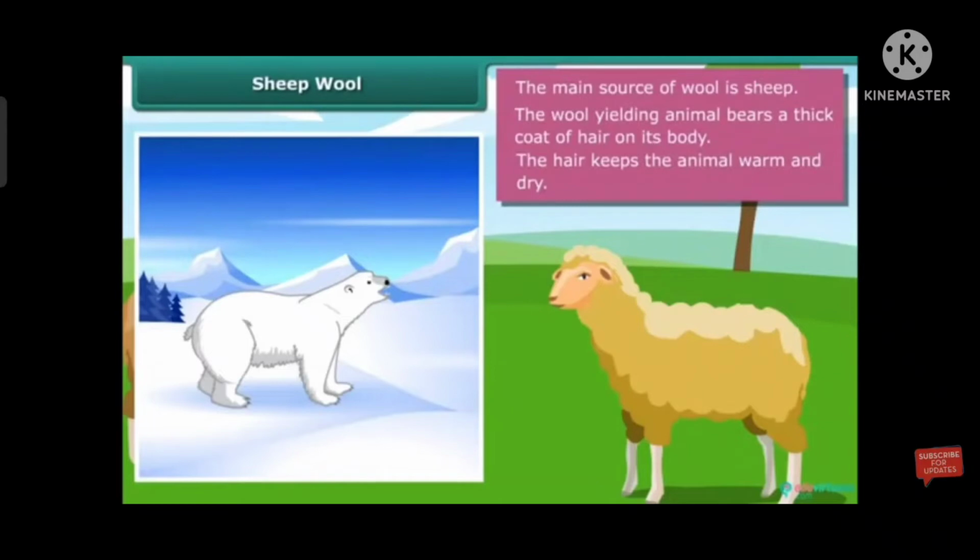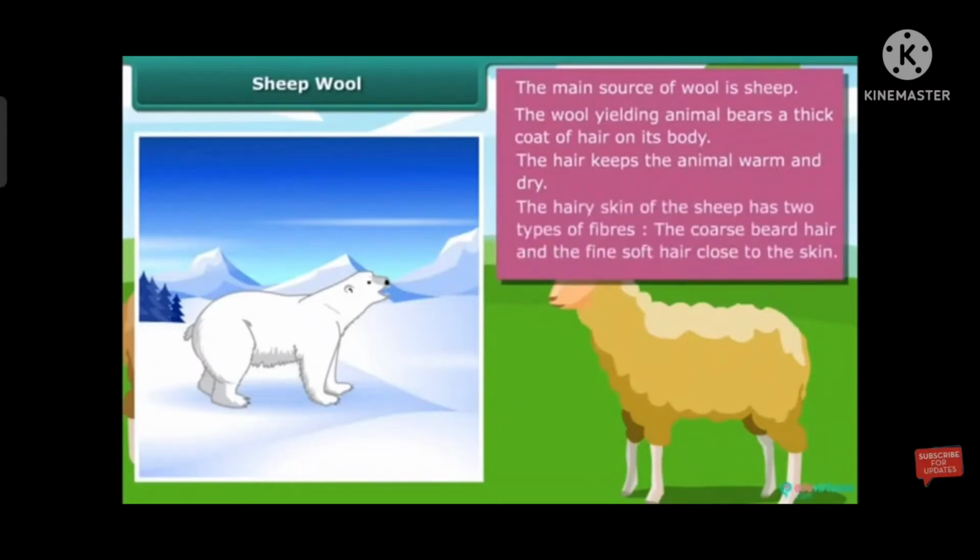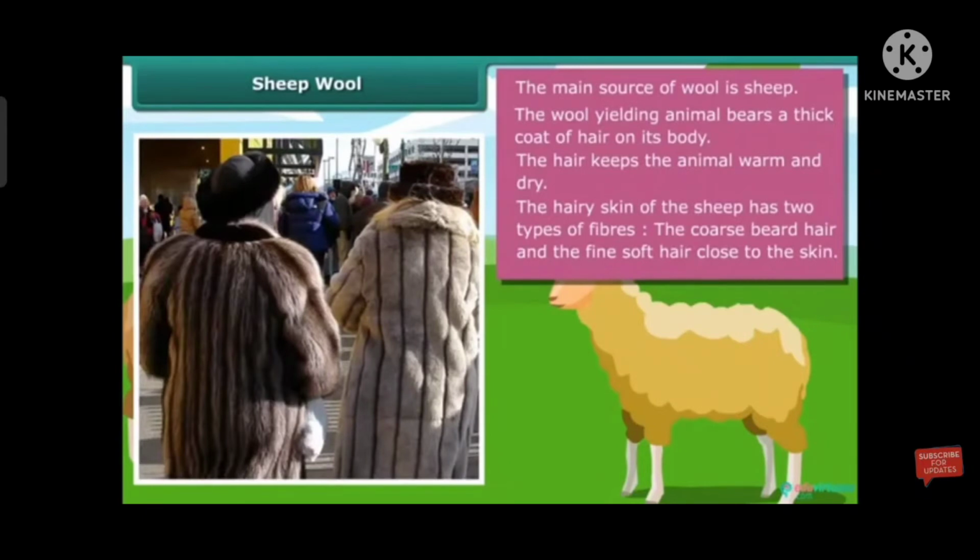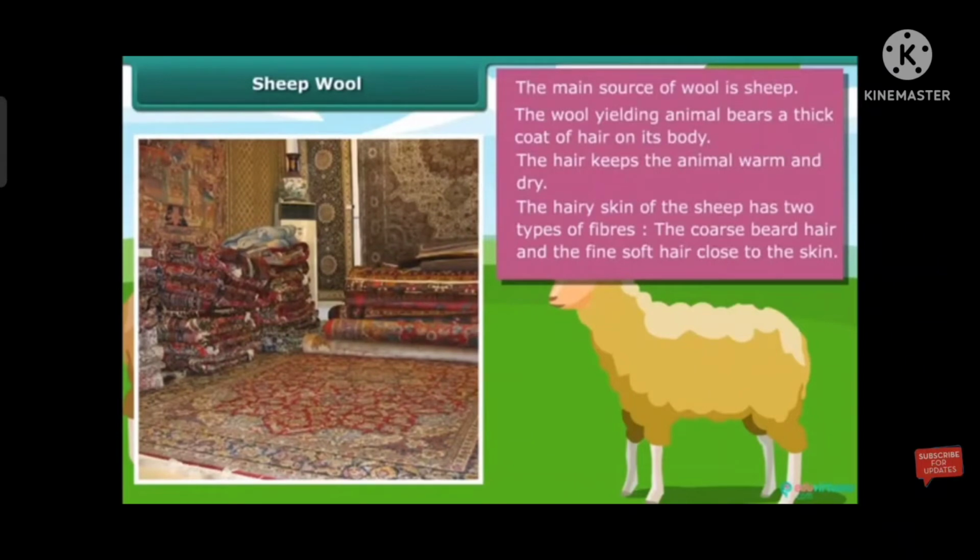The hairy skin of the sheep has two types of fibers: the coarse beard hair and the fine soft hair close to the skin. The fine hair provides the fibers for making woolen clothes, and the coarse hair provides wool for making carpets.